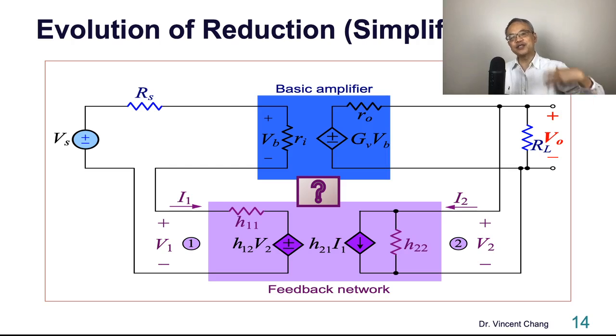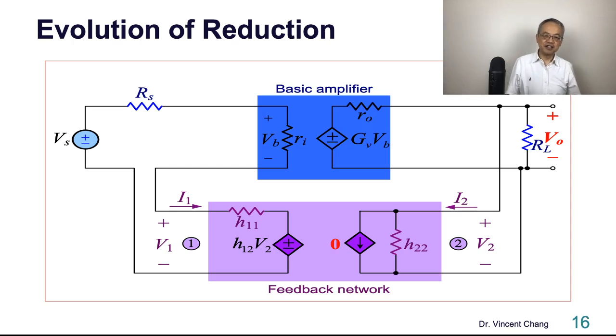Then the goal is to simplify. Is to reduce the complication to a simpler version. All right, that's the goal. So we are on the path of simplification. We are going on the journey of simplification. Okay, so how to simplify this?